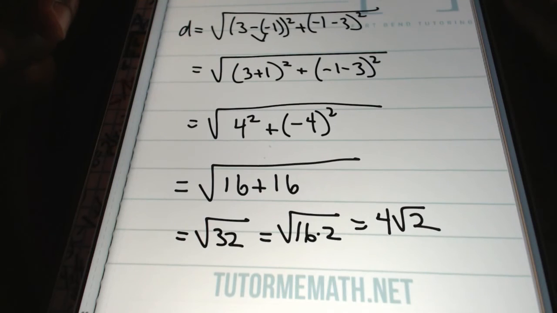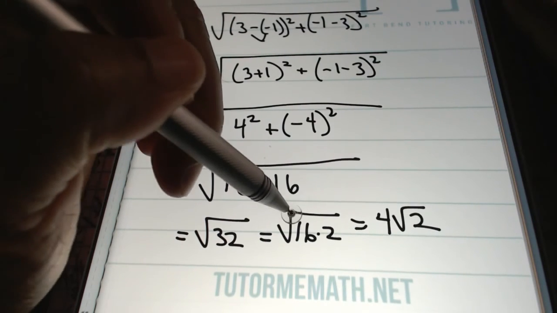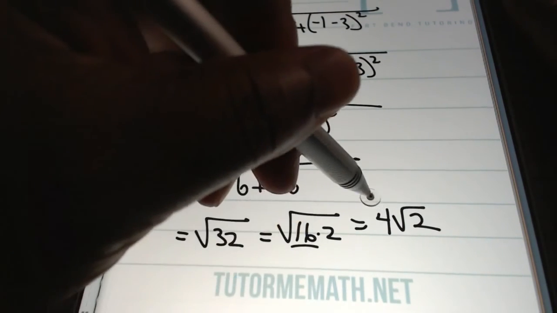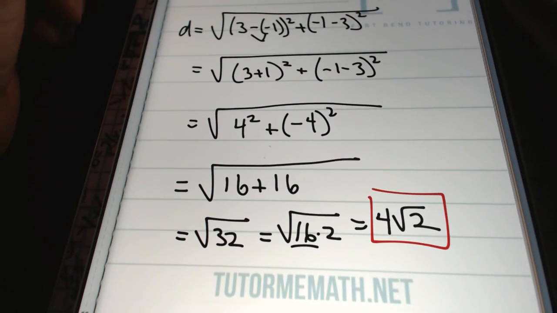All right. So Obina, I ended up with 4 times the square root of 2, being as though the square root of 16 is 4. So you should have 4 times the square root of 2. Romney says, thank you. You're welcome. And I have my answer in a red box, just like that.